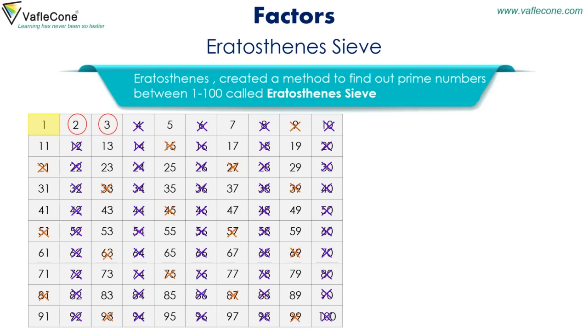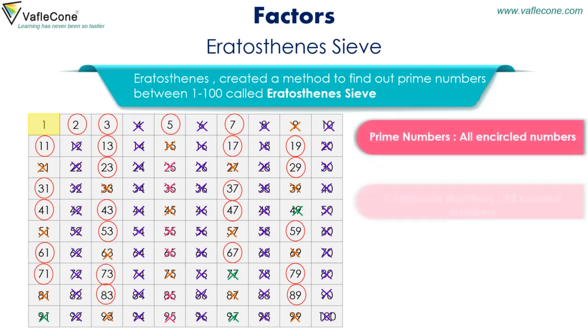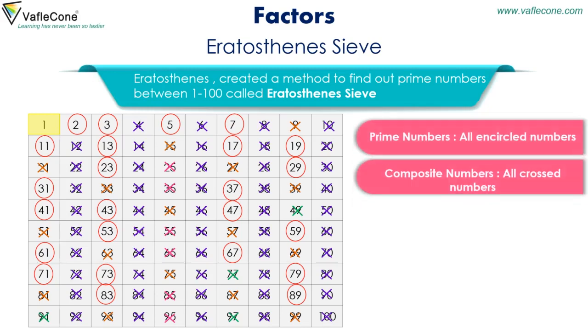Next number is 5, which is a prime number as 4 is already crossed, and we cross its multiples. Further, 7 is a prime number, so we encircle it and cross its multiples, and then encircle all remaining numbers. The numbers that are encircled are prime numbers and numbers which are crossed are composite numbers.